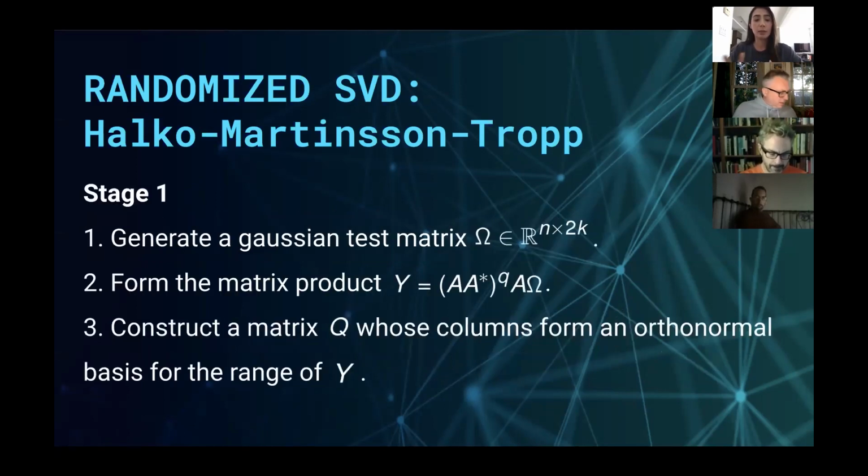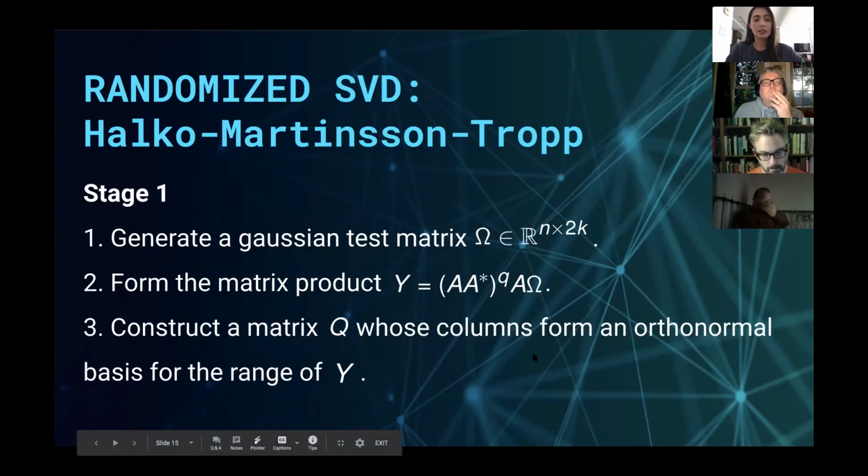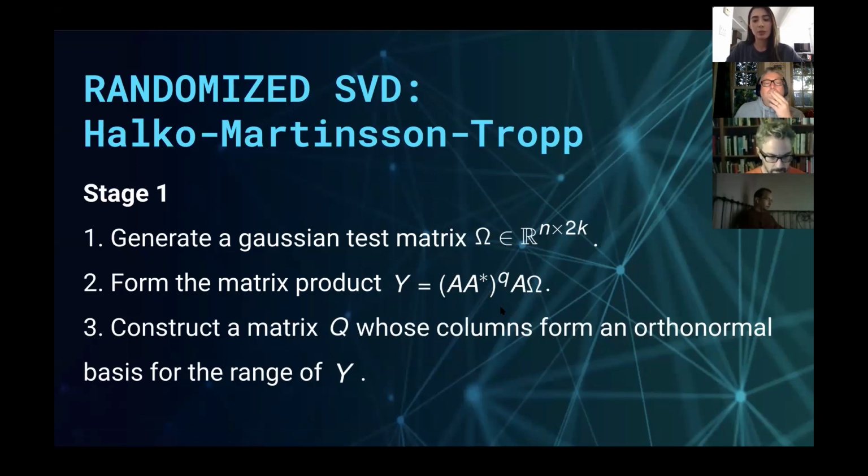The algorithm can be performed in 2 stages. One stage is to generate a Gaussian 2K. This is how the S matrix refers to how we're going to sample our original matrix. We sample using a Gaussian distribution, and we pick this number of columns here. Then we find this product Y, which is A transpose to the Q. This Q parameter is chosen to be just 1. It could be 2, but for this algorithm it is chosen to be 1. Omega here. And then we want to construct a matrix Q whose columns are an orthonormal basis for the range of Y. So this Q matrix is going to have rank 2K.